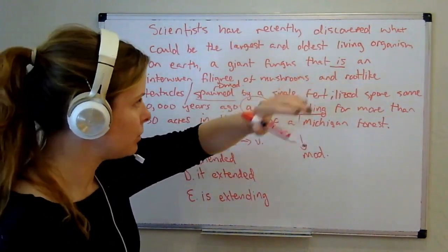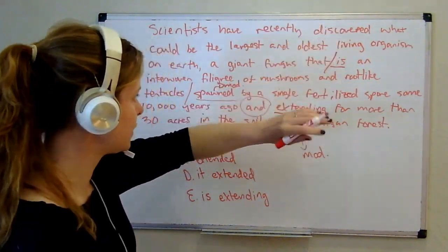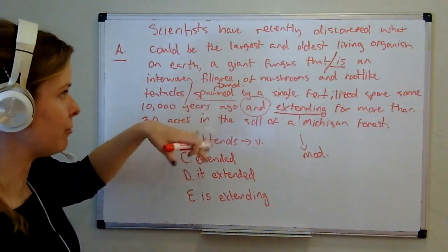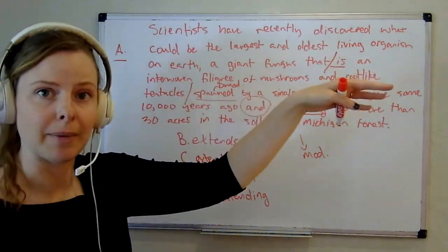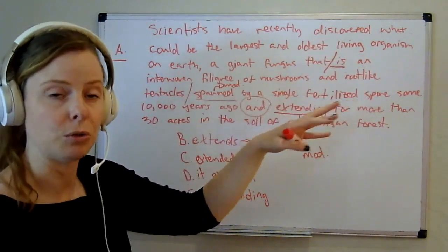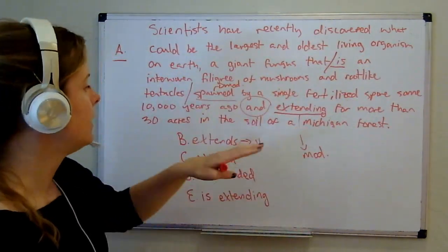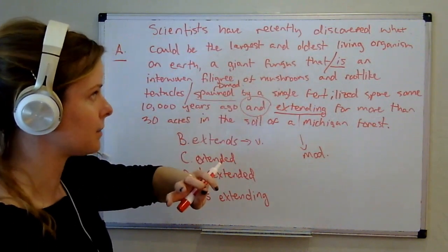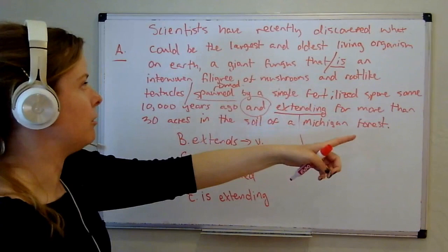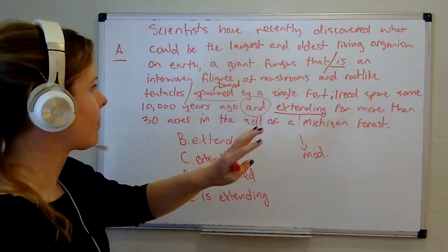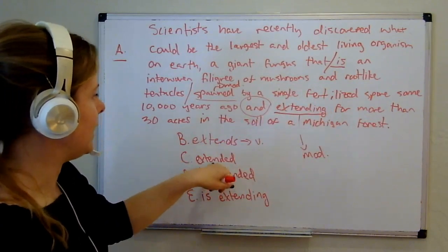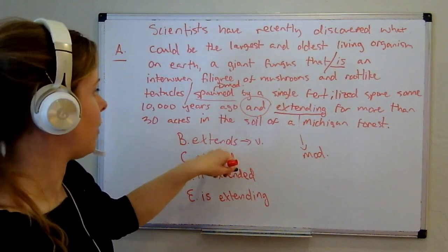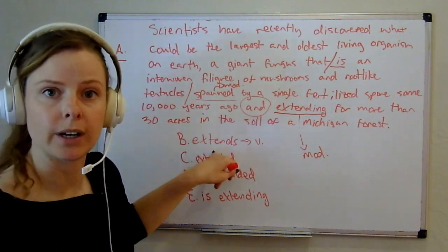Now that would move our stem, right? Instead of talking about this filigree of mushrooms and tentacles and then describing it in these two ways as we have in A, now we are talking about this giant fungus and then we're describing it in two ways, right? So it is an interwoven filigree, et cetera, et cetera. And it extends for more than 30 acres in the soil of a Michigan forest.